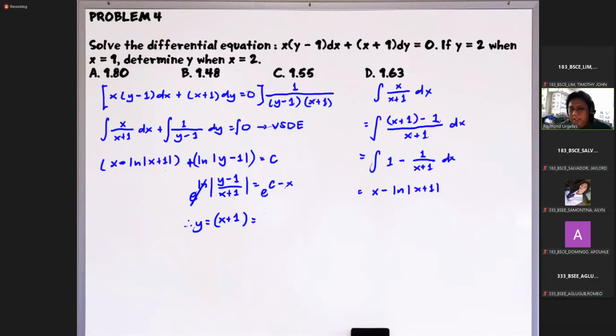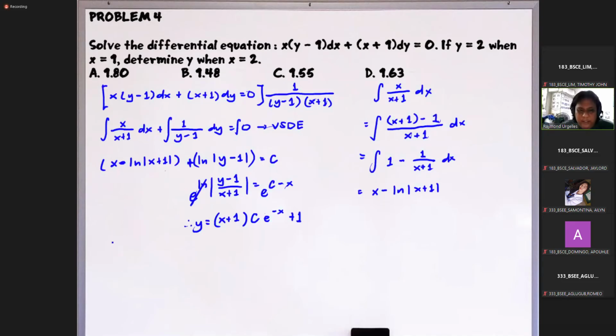So, by law of exponents, we can write this as e to the c multiplied by e to the negative x. But remember that e to the c is just a constant, so we can replace it with c. We can think of it as just another constant c. Then we still have this plus 1.